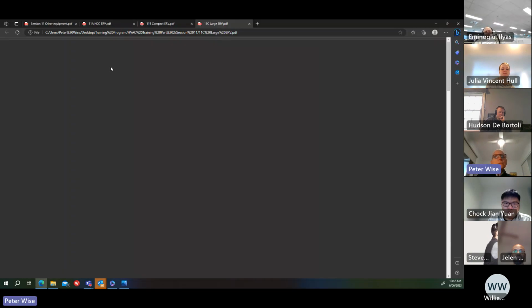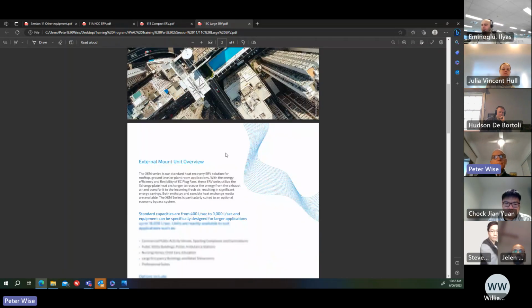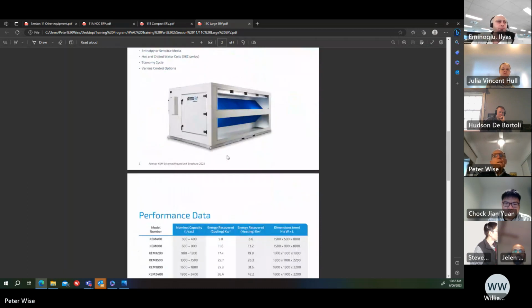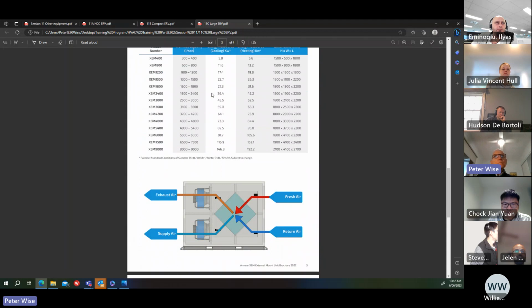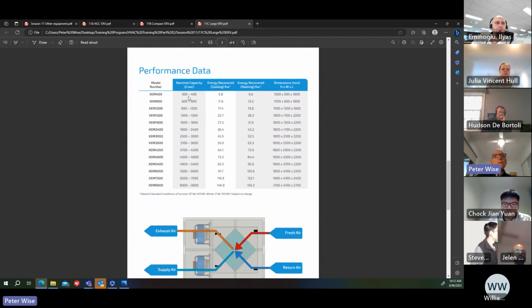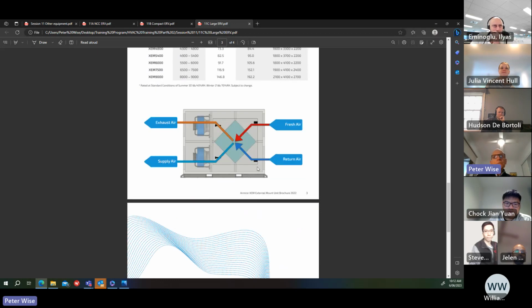This is a picture of the large units. Again, it's a plate heat exchanger. And there's the range of capacities from 300 or 400 litres a second right through to 9,000 litres a second. And that's the process that occurs in there, again just the cross-flow heat exchange through the plate heat exchanger.